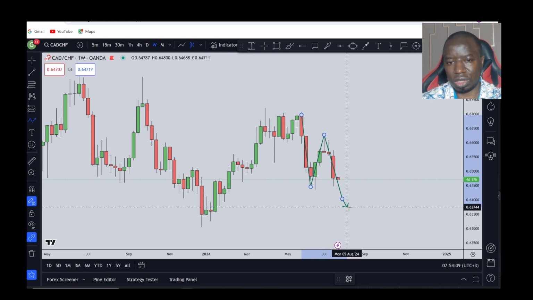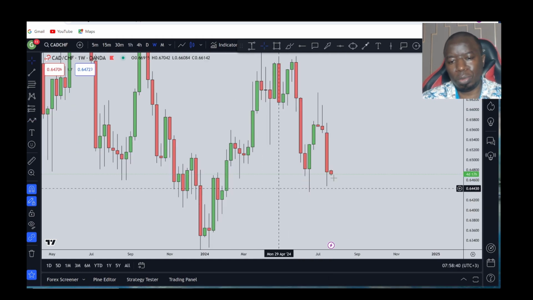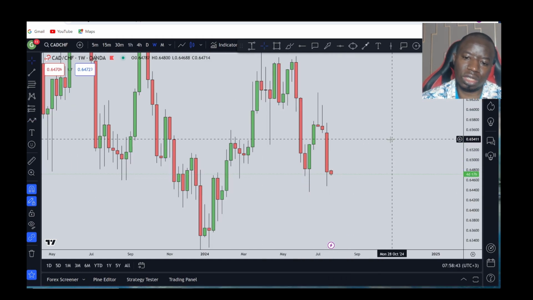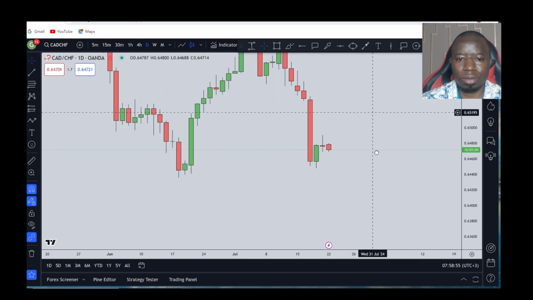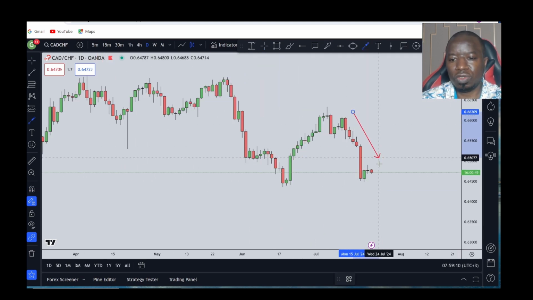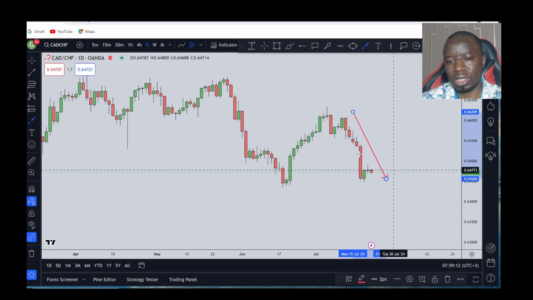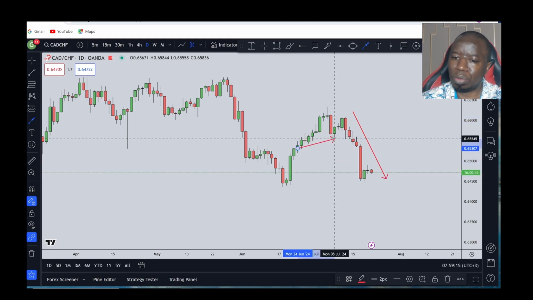Now the fact that it has formed a lower high and a lower low, the market is technically in a downtrend. So from the weekly perspective as well, just like we've seen on the monthly time frame, they are both bearish. So we'll drop to the daily time frame to see what perspective we get. So this is the daily time frame. What we are seeing right here is that price moved impulsively to the downside, breaking through this support area.